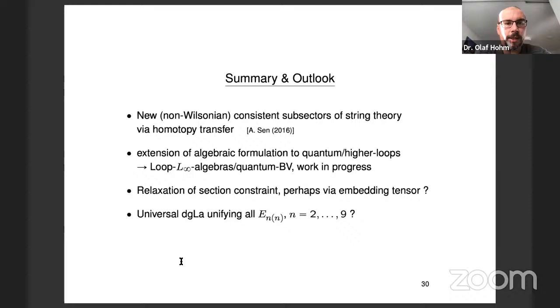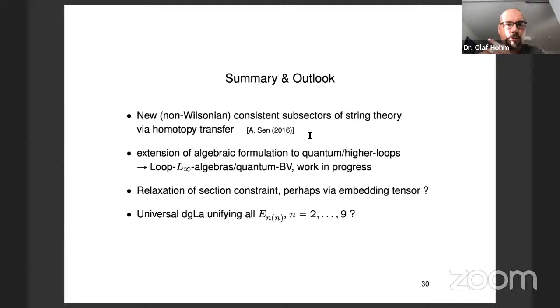Some of the points I made here is that we can interpret Wilsonian or non-Wilsonian effective actions or consistent truncations of string theory via homotopy transfer. So my interest in this, in fact, was started by a paper of Ashoke Sen in 2016, where he discussed, in a normal field theory language, I mean, as normal as it can be in string field theory, how to define sort of more exotic subsectors or truncations of string theory, one of which should be double field theory. And it turns out that this process of integrating out fields that you don't like has a very neat formulation in homotopy algebras via homotopy transfer.